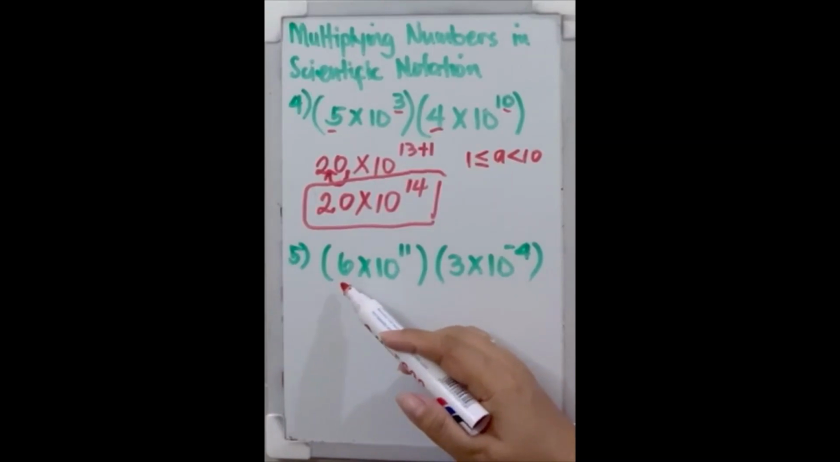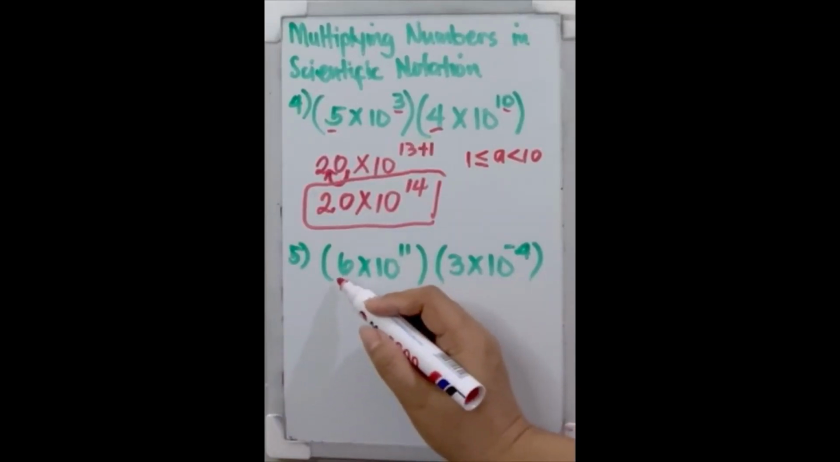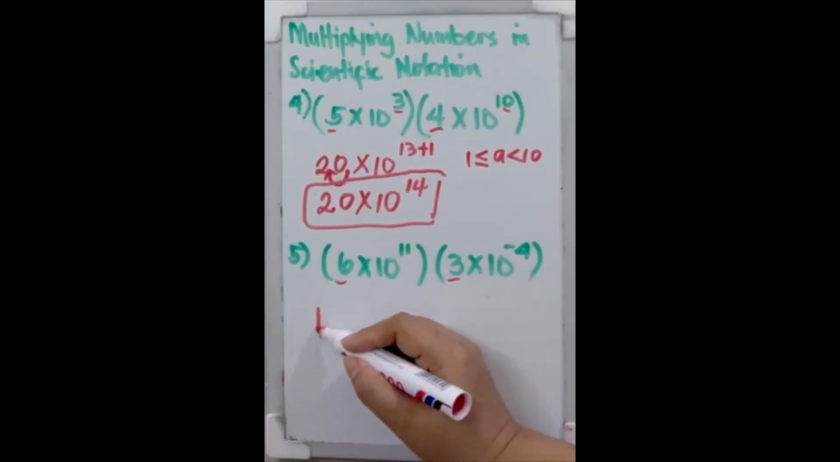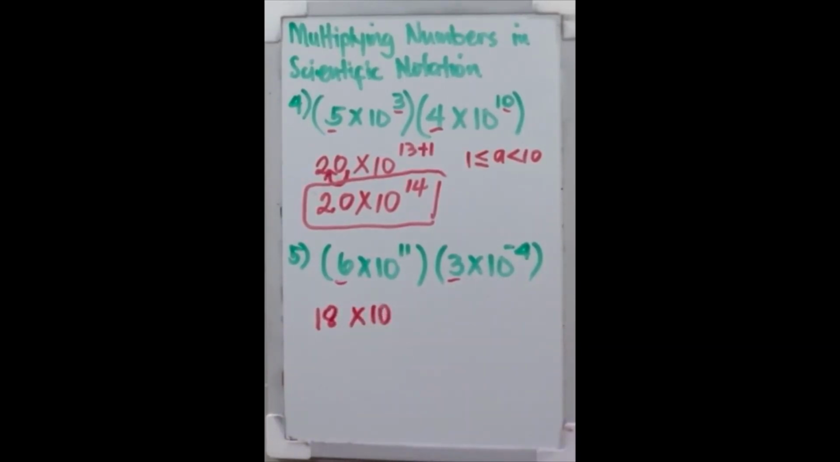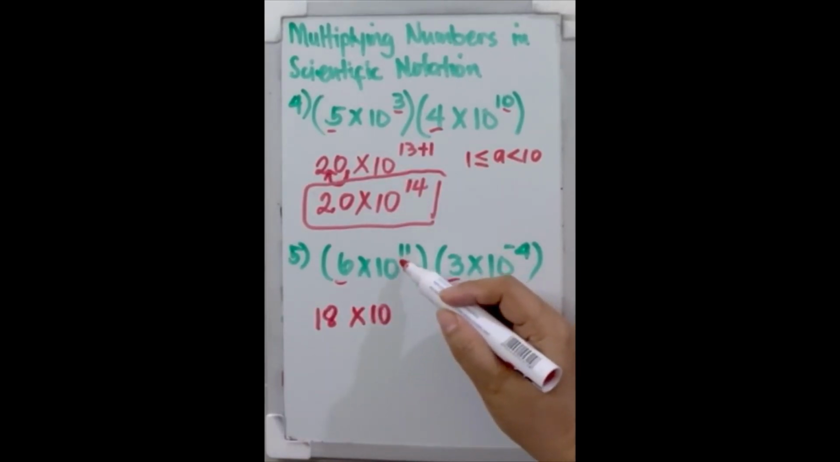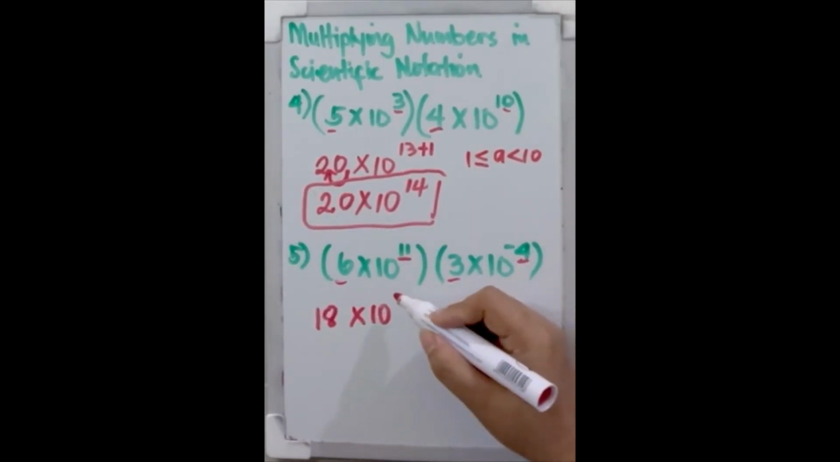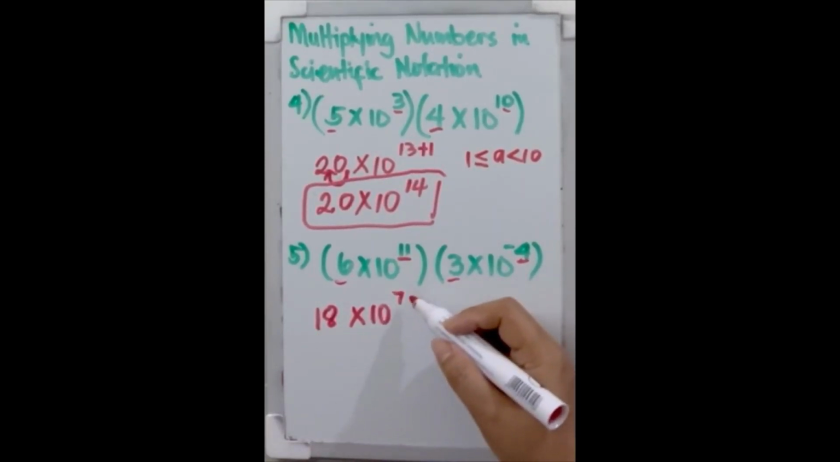Last example, 6 times 10 raised to 11 multiplied by 3 times 10 raised to the power of negative 4. Step 1, multiply the coefficients. 6 times 3, it's 18. Okay, times 10 raised to the power of, we will add the exponents. So 11 plus negative 4, that's 11 minus 4, and that will give us 7. So we have here 18 times 10 raised to 7.